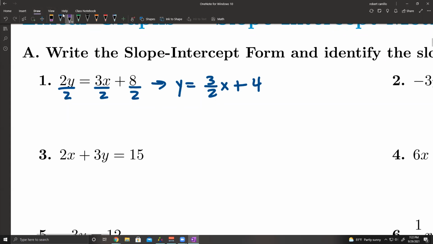Now, what is my slope? 3 halves. What is my y-intercept? 4. That's it. And I assume we'll be graphing these later on, so you can always put the y-intercept in coordinate form: 0, 4. Any questions on that?